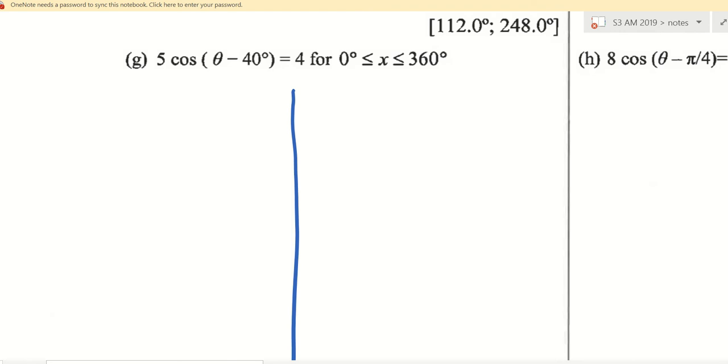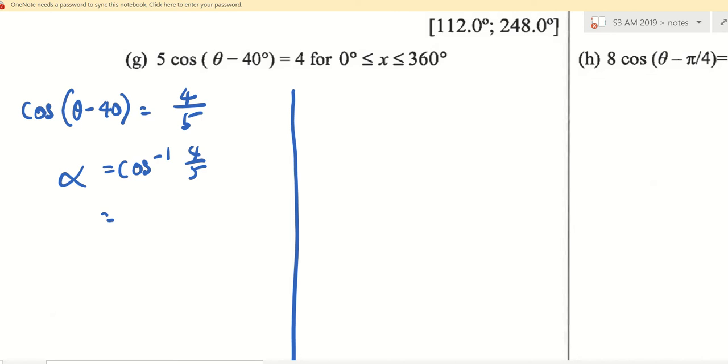Cos theta minus 40 equals to 4/5. Now, what's the next step, Jiaxuan? Cosine inverse. But cosine inverse is to find what? Reference angle. Now, it's in degree. So, Tiffany, what is the reference angle? Please divide, if you are not done, into two parts. 36.86. Okay, done. Next.